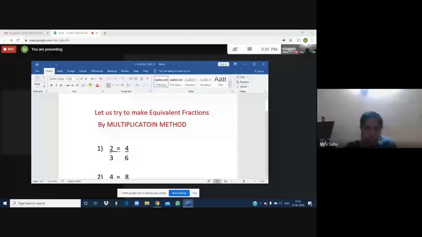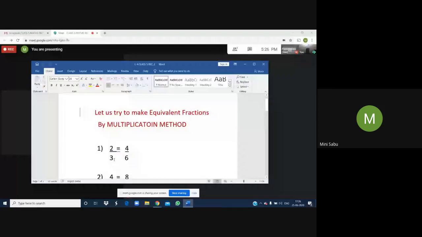In such cases, we have to see the relationship between the one numerator and the other numerator. Here, what is the relationship? 2 multiplied by 2 is 4. That means this numerator is multiplied by 2 to get the other numerator. So we should multiply the denominator also by that same number 2. That means this denominator 3 should be multiplied by 2. Then 3 2s are 6. If you multiply here by 3, 3 3s are 9, then they will not be equivalent fractions.